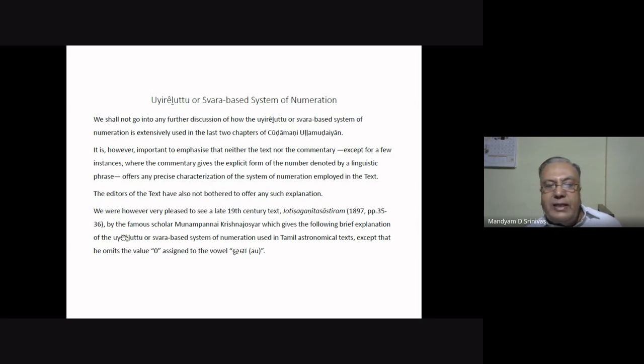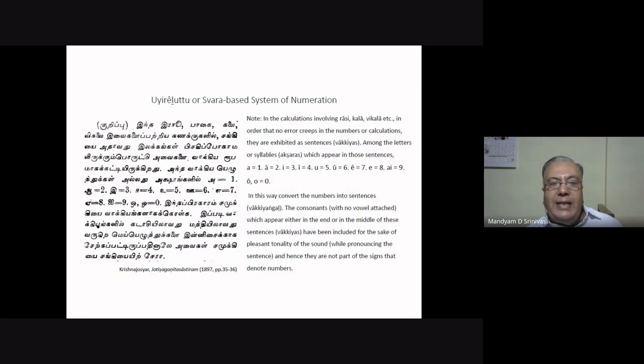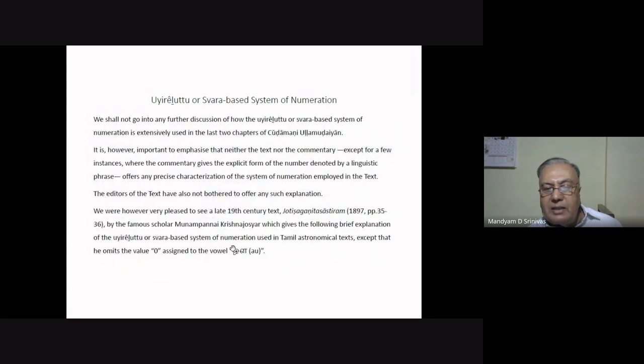So there is a book written by a famous scholar in the 19th century called Munam Pandey Krishna Joyce. He has written a book called Panchanga Ganitam, which is a part of Jyotisha Ganita Shastra, in 1897. So there he is explaining that I is 1, I is 2, E is 3, E is 4, U is 5. Of course, he is omitting that O also is 0. So this book has it.